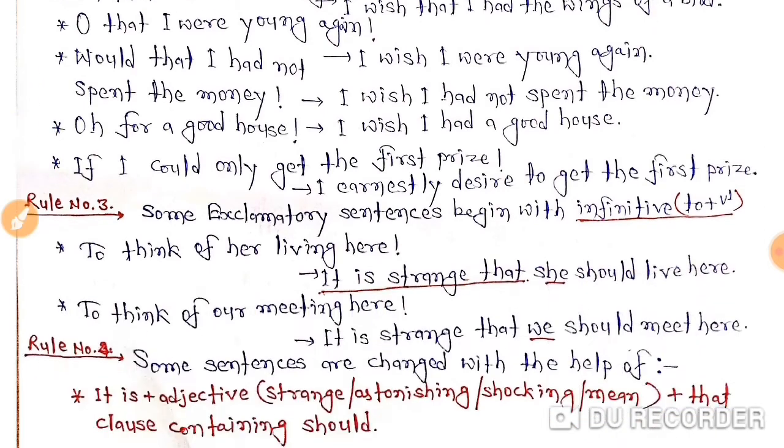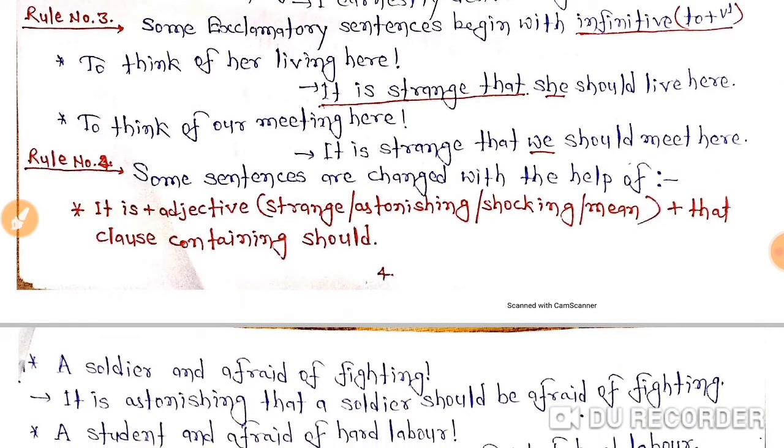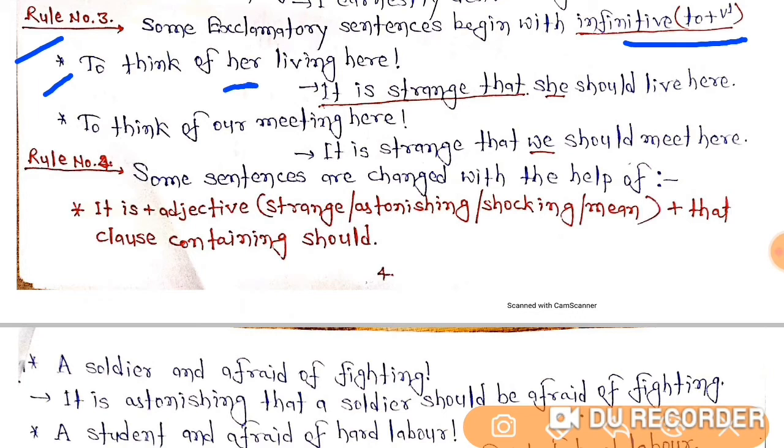Right? Now let's move to rule number three. Rule number three tells you that some exclamatory sentences begin with infinitive, to plus V1, right? Such sentences are changed like this. See, to think of her living here, her will change into she. It is strange that she should live here. To think of our meeting here. It is strange that, our has changed into we, right? It is strange that we should meet here.